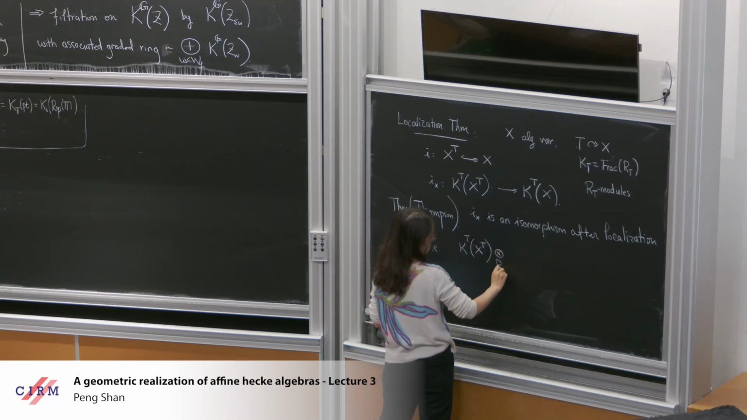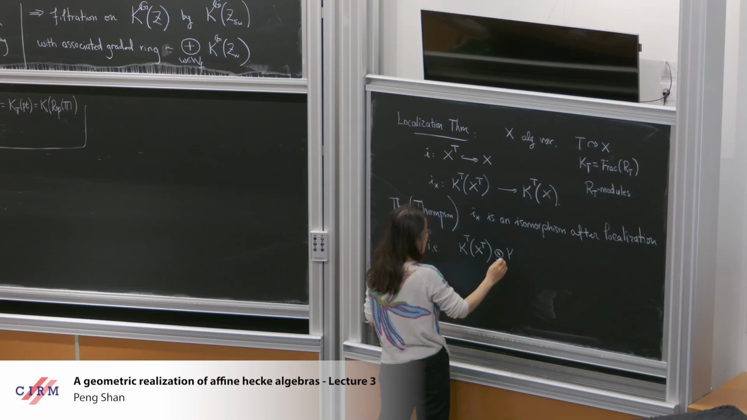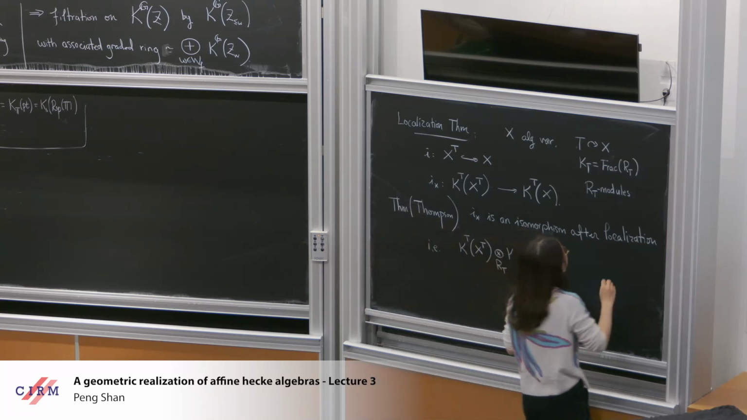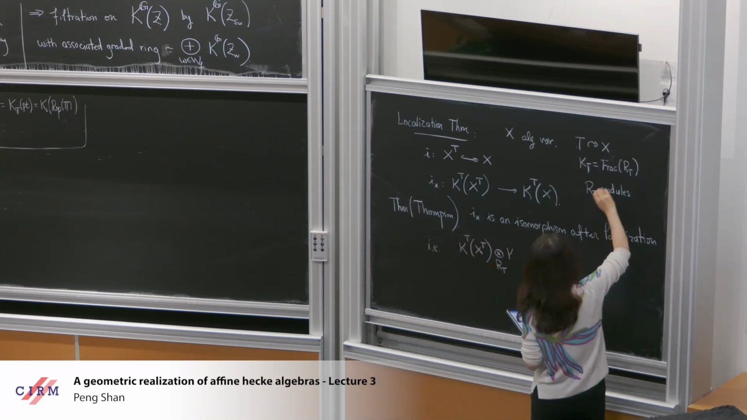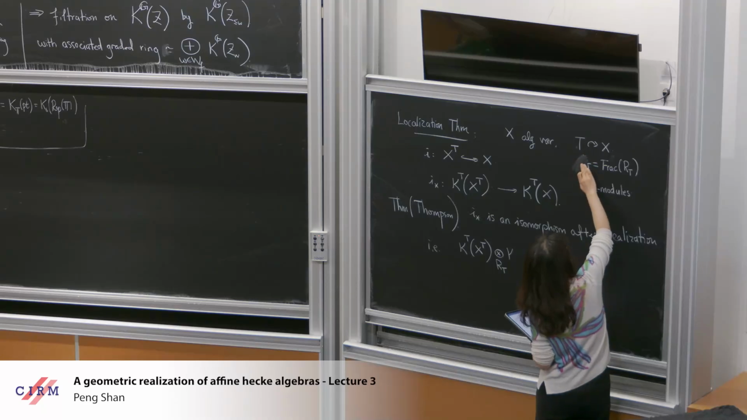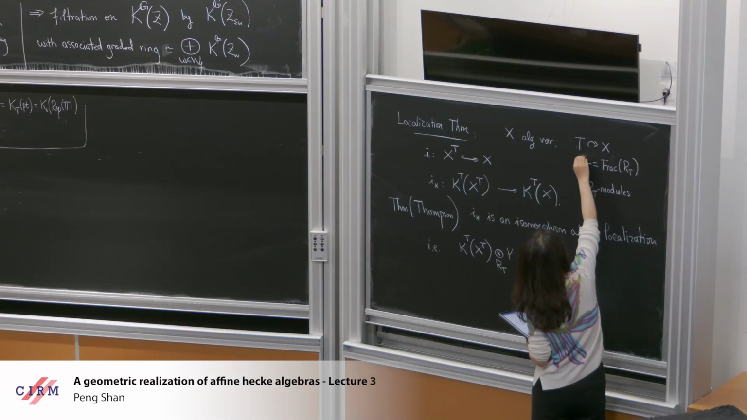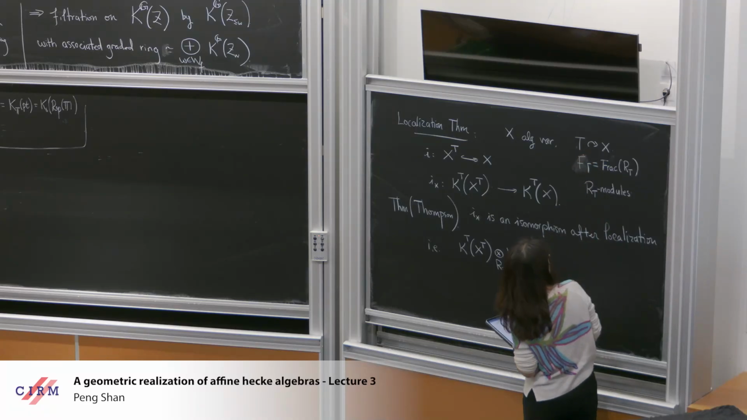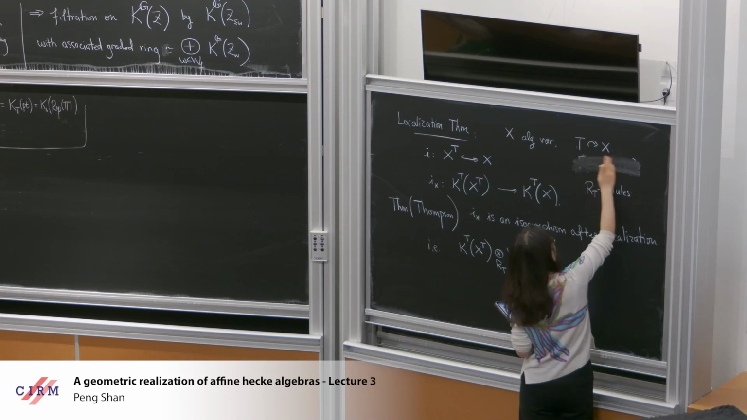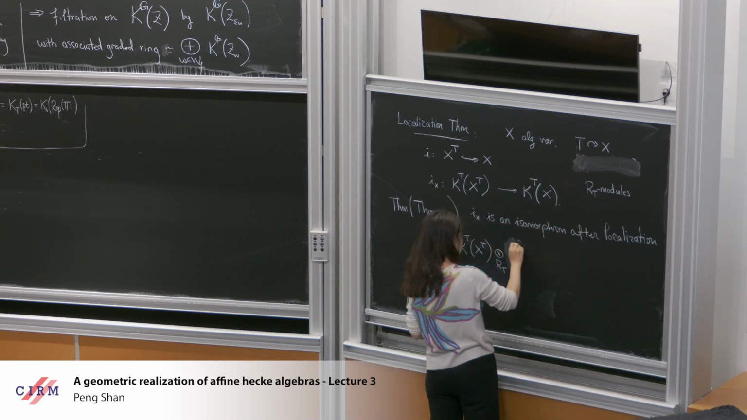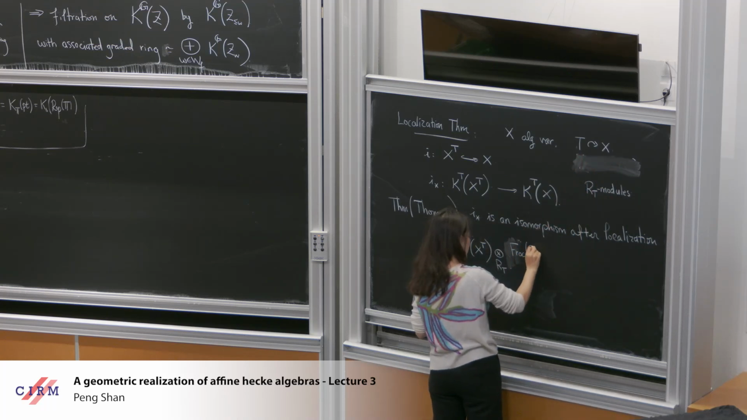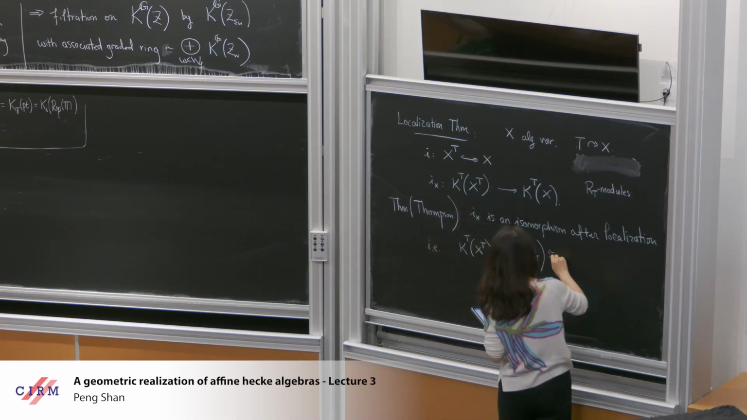Oh, I have so many Ks. Let me just write Frac RT. It's isomorphic to KT of X.